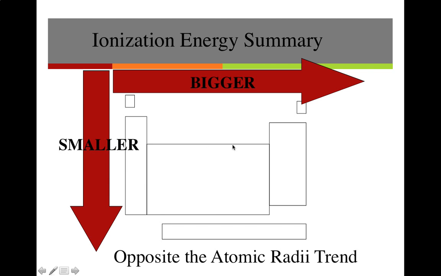Here's our trend summary. We have a bigger ionization energy as we go left to right, and it's smaller as we go top to bottom. This is opposite, notice, of the atomic radii trend.